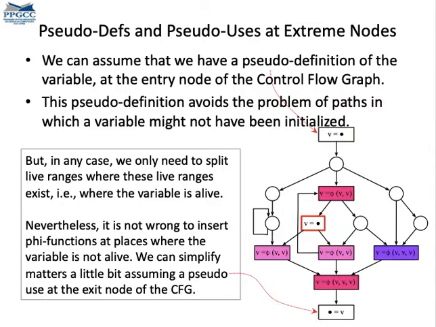To avoid this problem, let's assume that every variable is defined at the beginning of a program. We have a definition of v here. Similarly, we can have phi functions defining variables that are never used. To avoid this problem, let's just assume that we have a use of every variable at the end of the program. Like here we have a use of v.